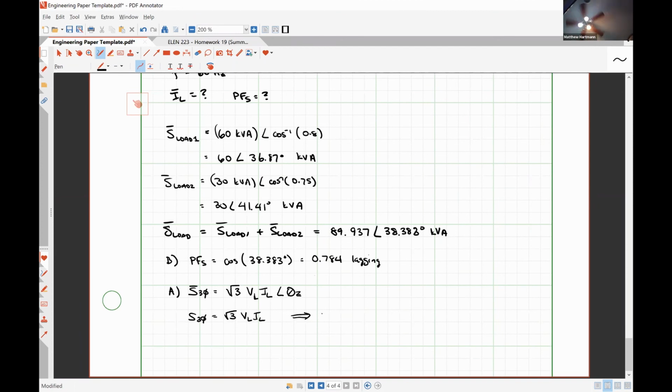Well, we know VL because it was given to us, and we know S three-phase. So I can say the magnitude of my line current, IL, is simply S three-phase divided by root 3 VL. Just using good old algebra, right? Okay. So that's going to be 89.937 kVA divided by root 3 of 208 volts RMS.